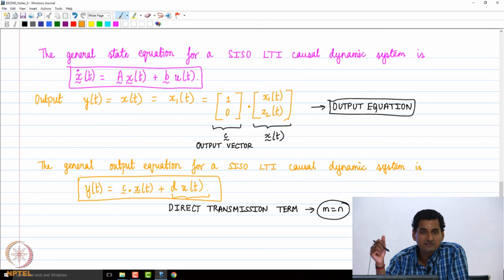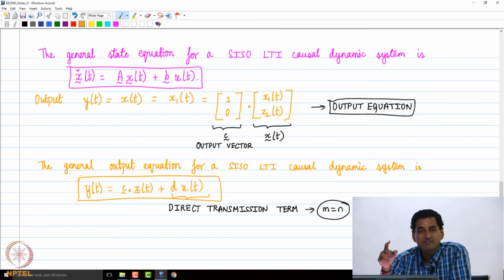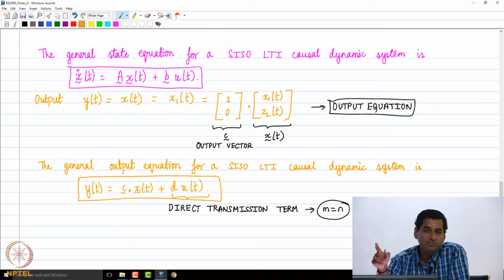Direct transmission term, because typically what will happen is that when you have m equal to n, the state vector will be affected by the input that you are getting, but the output, in addition to being influenced by the state vector, will have one component which is directly influenced by the input. Okay, so I will maybe give you an example so that you can understand it better, right?